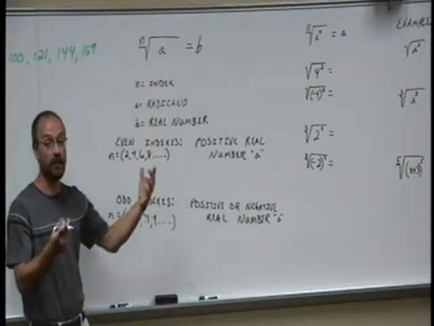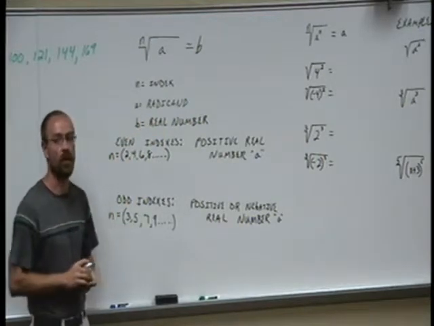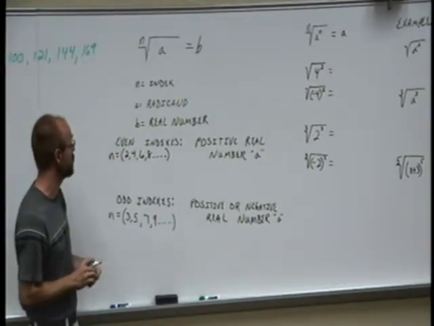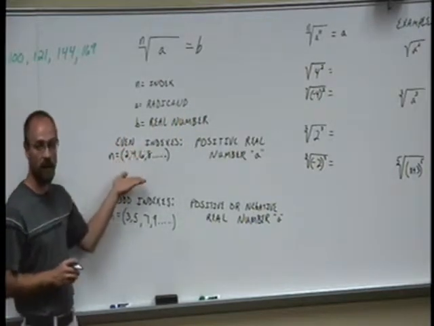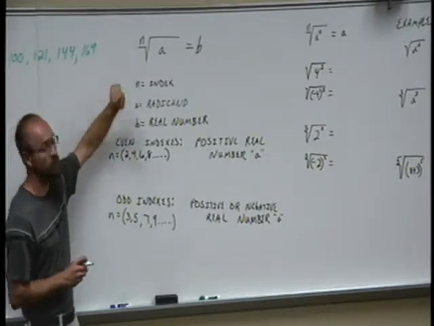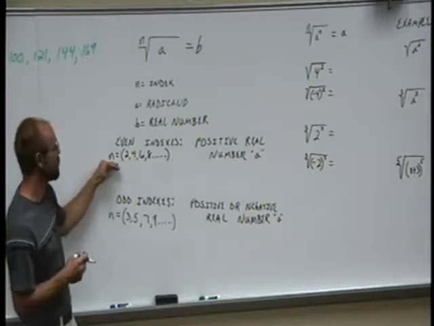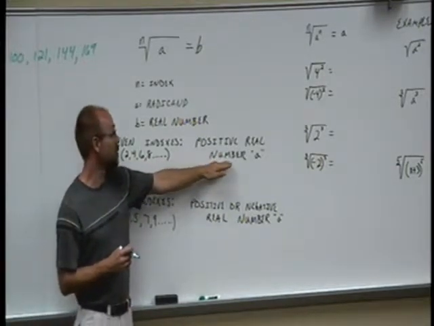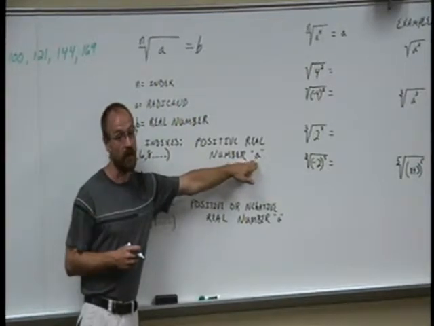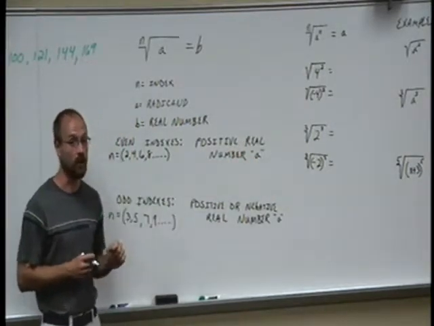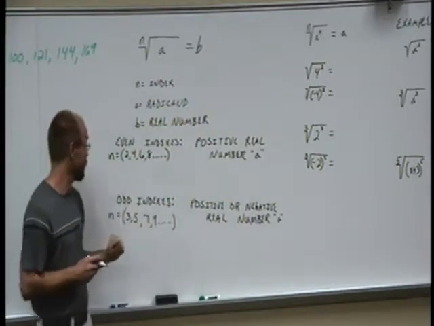And some real number. In this section, we're just looking at real numbers. As we move in the course, we'll actually move into imaginary numbers, but for now, we're just looking for real numbers. So when we have even indexes, this is one thing to recognize. Look at that n. Is it an even number? Is it 2, 4, 6, 8, 10, what have you? If it's even, we're looking for a positive real number as our radicand. If it's a negative number, we have no real solution. So a, our radicand, must be positive.